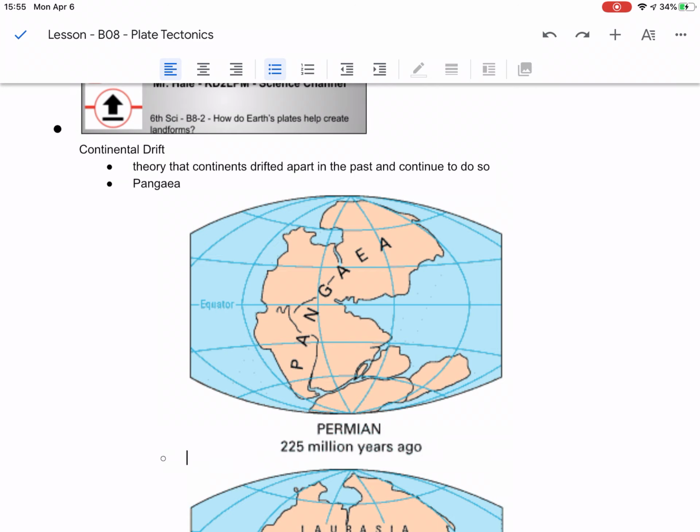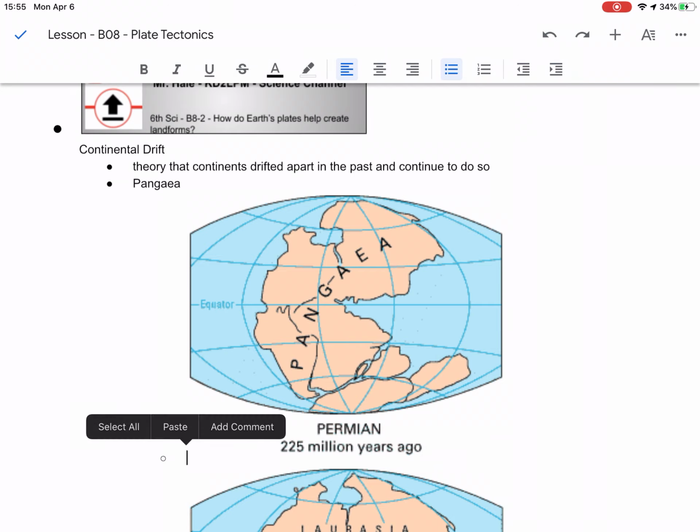225 million years ago, we had the Permian. Don't worry about the Permian, but we had this big continent. It was all together as one called Pangea. It's not the first time it's happened. It's happened about 5 times before this, but this is the latest one. It's called Pangea, one supercontinent.